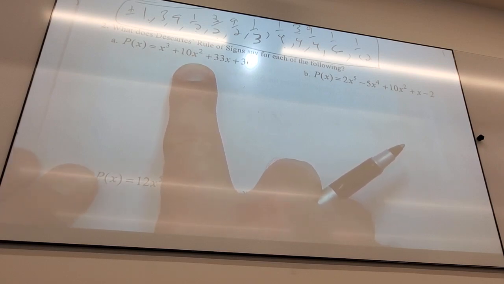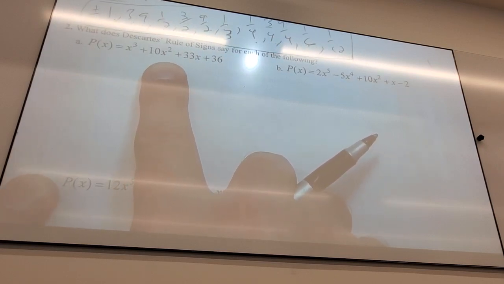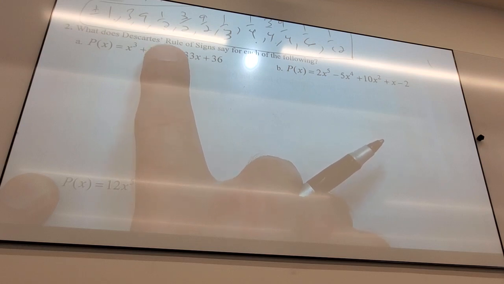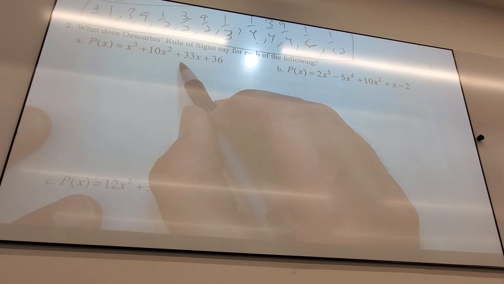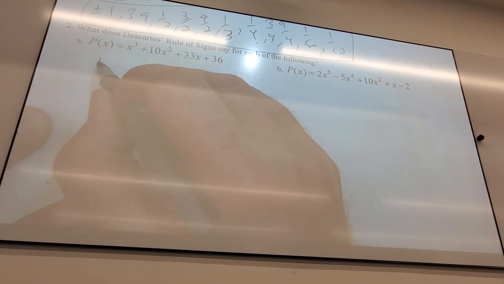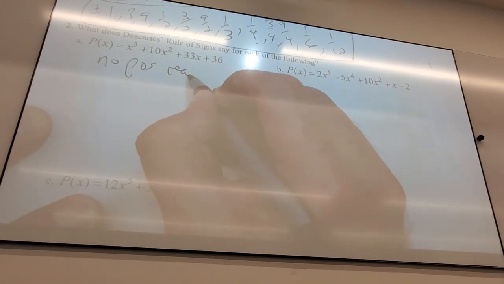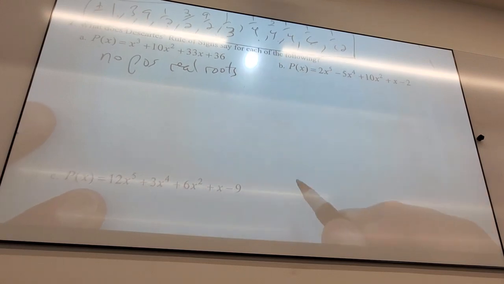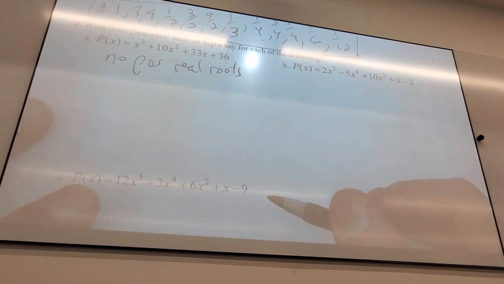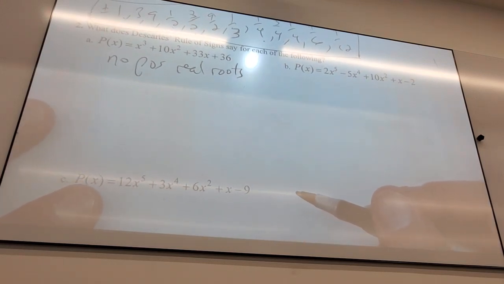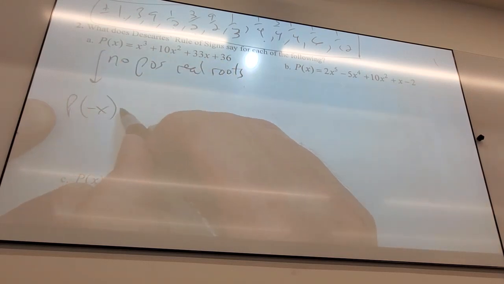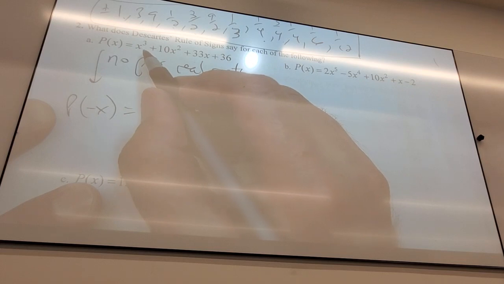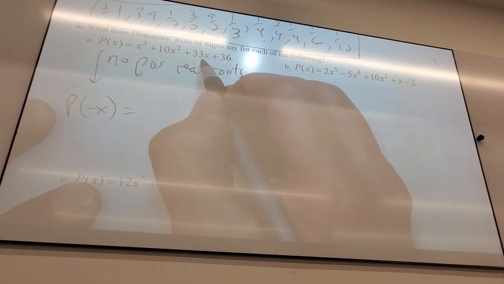This problem right here. How many positive roots can there be? Do you see any sign changes? No positive roots. So there are no positive real roots. How do you check to see how many negative roots there are? Put in a negative x. What's the shortcut? All the odd power terms are going to change sign.